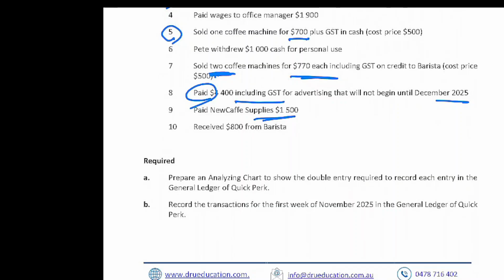Debit. Make sense? Received 800 from Barista. Who is Barista? No, accounts receivable. We are receiving money, means bank is increasing. Debit or credit? Bank is debited. Where do you credit? Accounts receivable. Why? We receive money, so accounts receivable decreases. What classification? Asset. Asset decreases, credit.